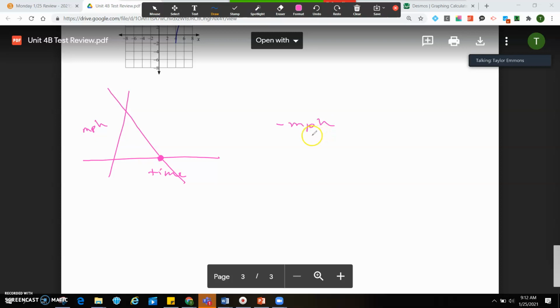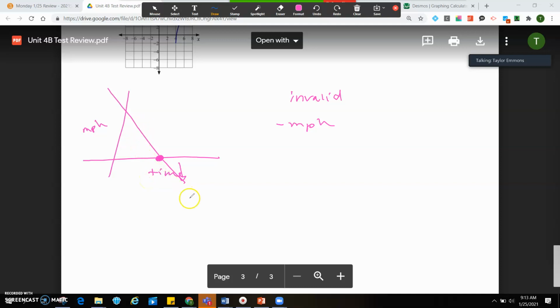But is that even possible? Can you go negative miles per hour? No. So once it hits this part, that means that it has an invalid miles per hour. Invalid. It doesn't make sense, it doesn't work.